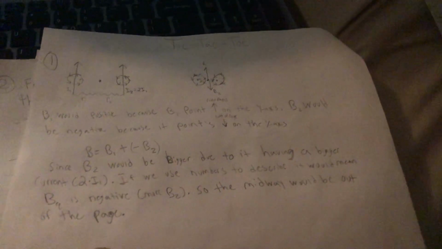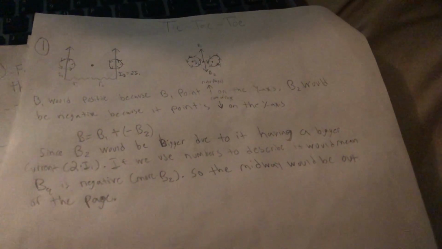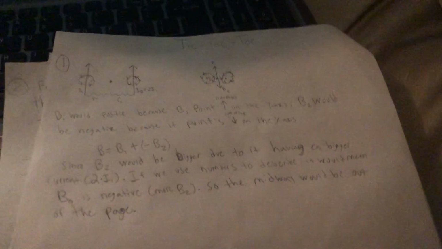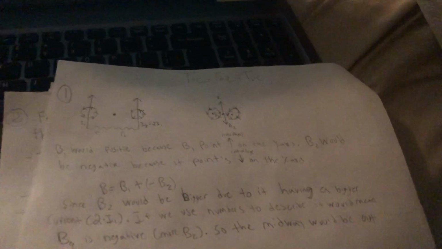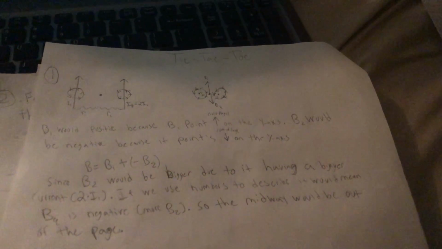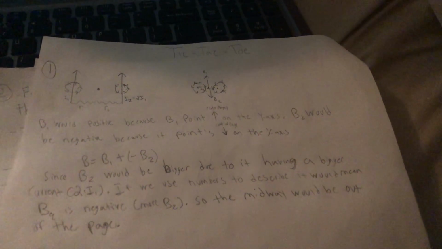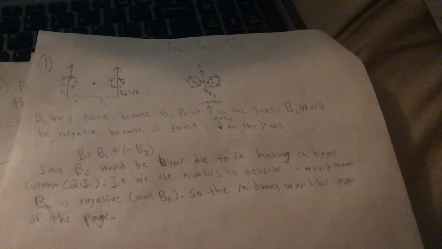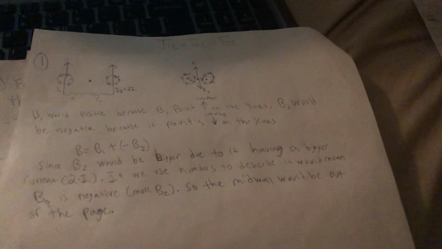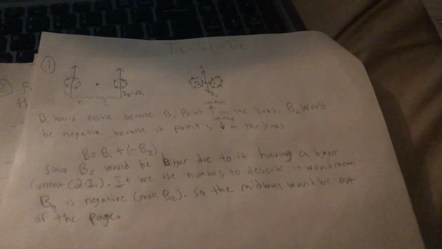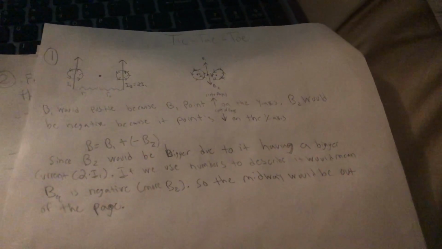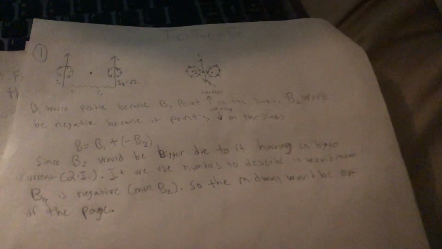So we know that B total is B1 plus negative B2 because we already established that B2 will be negative. So since B2 will be bigger due to having a bigger current, 2 times the current, if we would use numbers to describe it, it would mean B total will be negative because it'll have more B2. So the midway point would be out of the page.